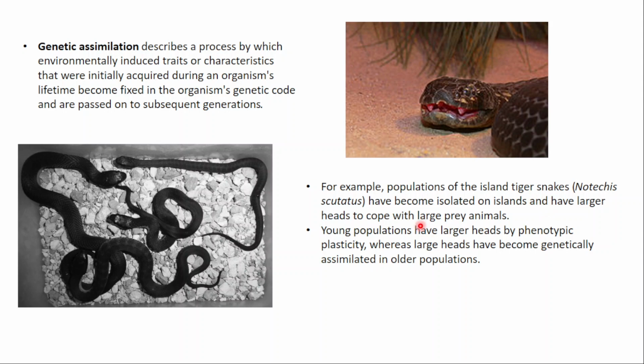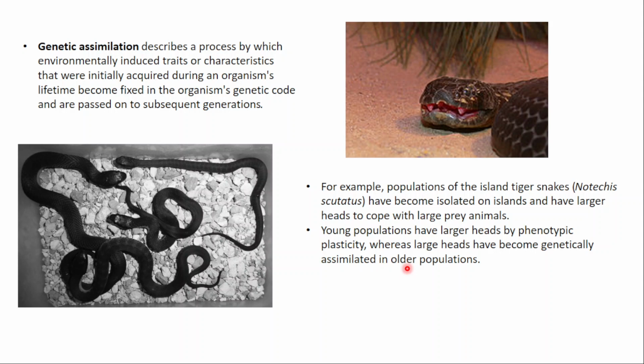So on islands we have larger prey animals and lesser diversity of prey. So these snakes have developed larger heads. How? There were certain variations already existing in the snake population with a larger head, and they got selected when they move into the island. Young populations have larger heads by phenotypic plasticity, whereas large heads have become genetically assimilated in older populations.